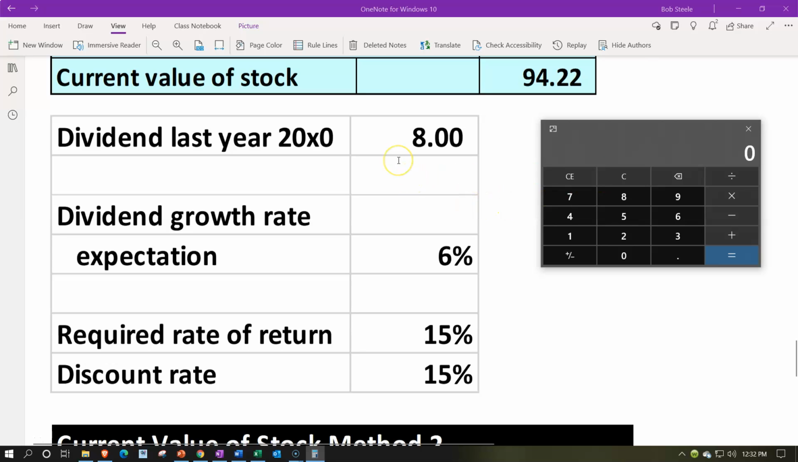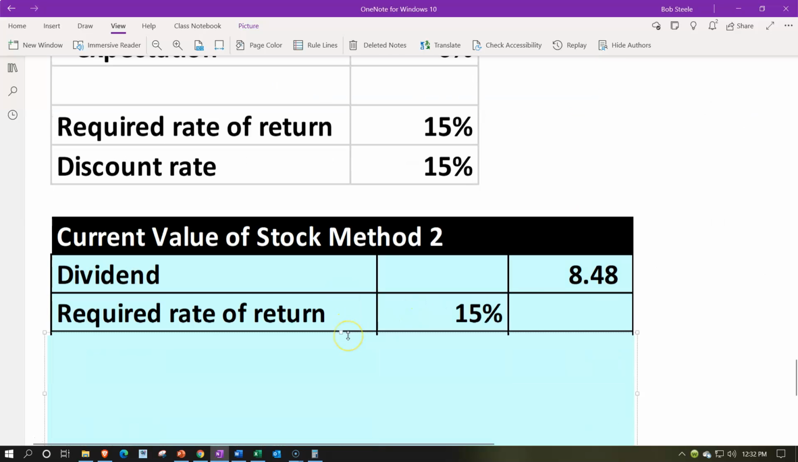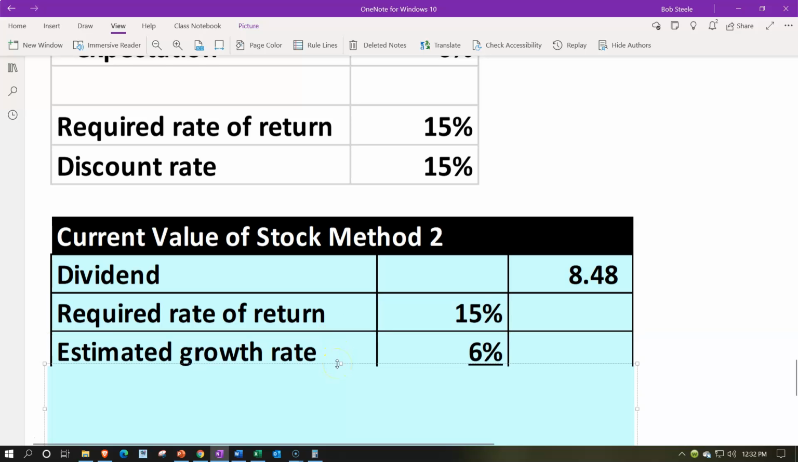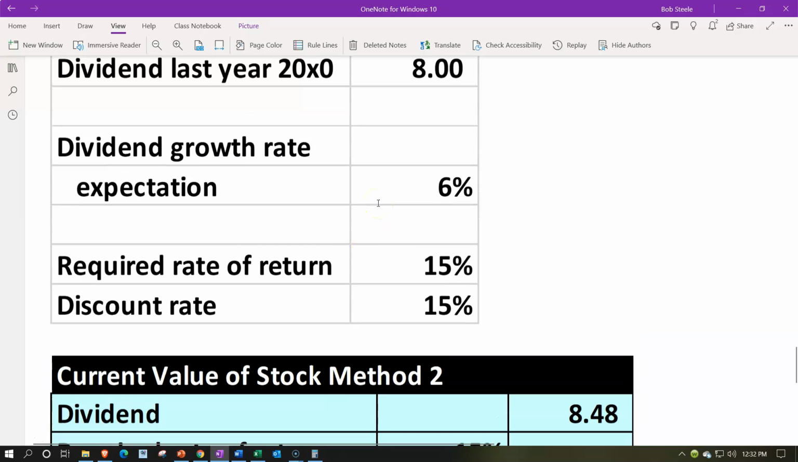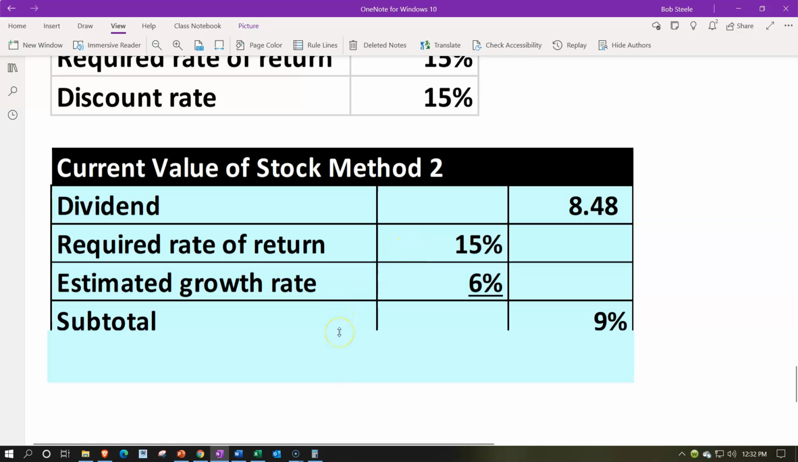So we're going to do this same kind of calculation, different method, pulling it from the information up top. If the dividend is $8 last year, we're assuming once again that 6% growth, so it would be 8 times the 1.06, that would be the 8.48 on the dividend. Then we got the required rate of return, which we're saying is that 15%. The estimated growth rate is 6% because we're thinking the growth rate is matching the increase on the dividend. So that's going to take up part of that rate of return. The 15% minus the 6% gives us that 9% remaining.